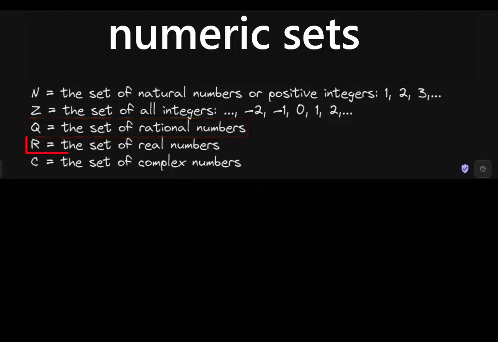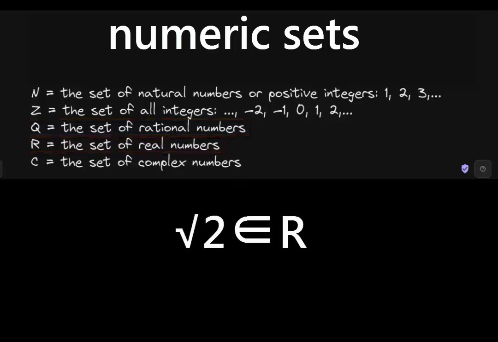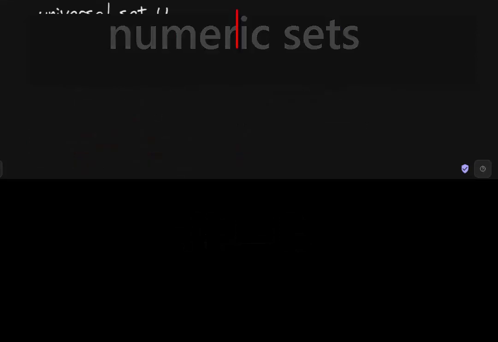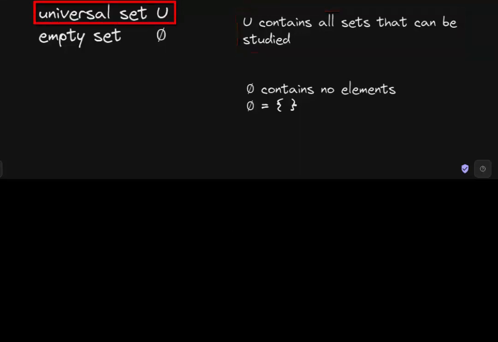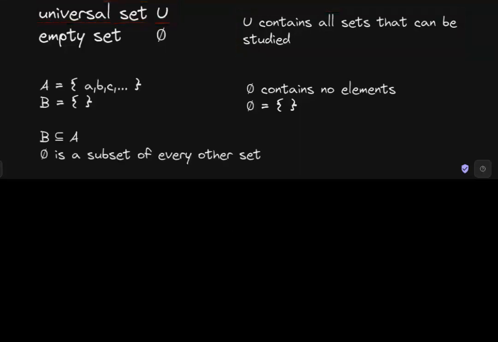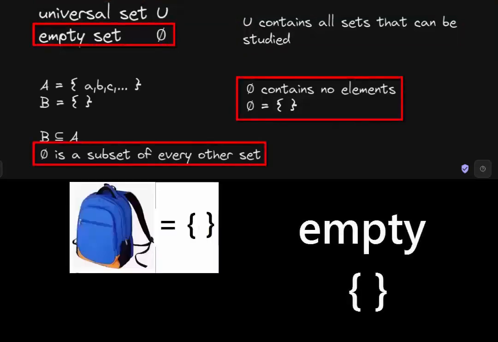The real numbers set contains rationals and irrationals. For example, the root of 2 is an irrational number. Finally, the complex numbers will not be used for now. Last but not least, every set that exists is part of a whole set called the universal set. And the empty set does not contain numbers, so the empty set is part of every other set.